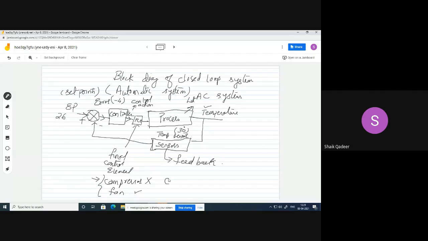For fast cooling purpose, we take the help of the compressor. And for constant cooling purpose, we take the help of the fan. So he will be giving excitation to both the compressor as well as the fan.